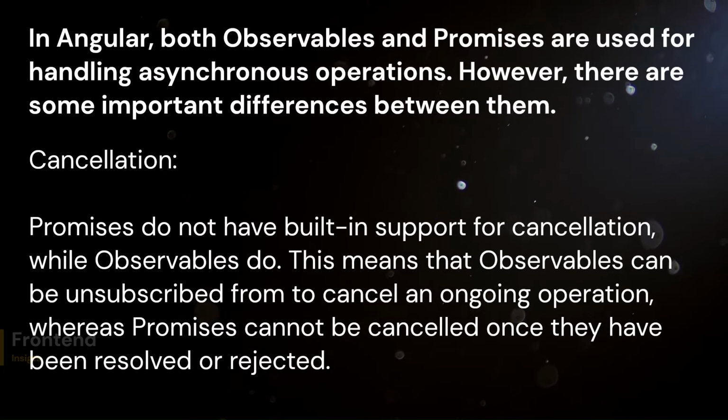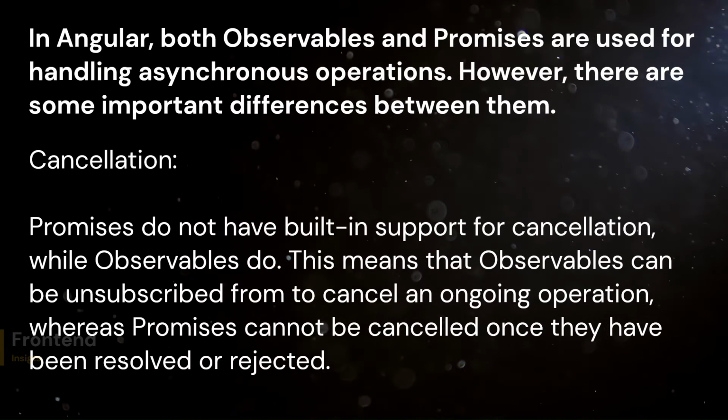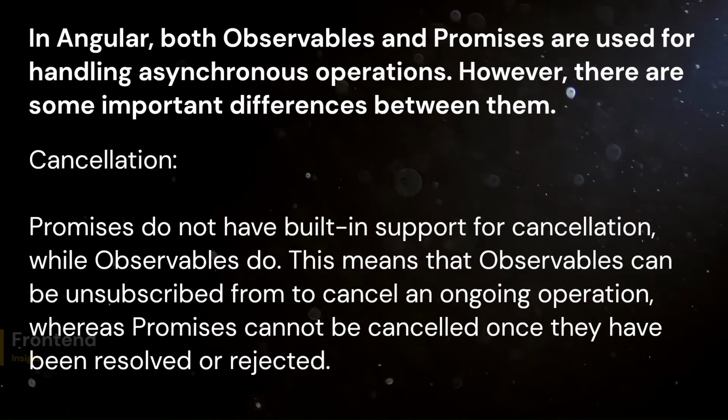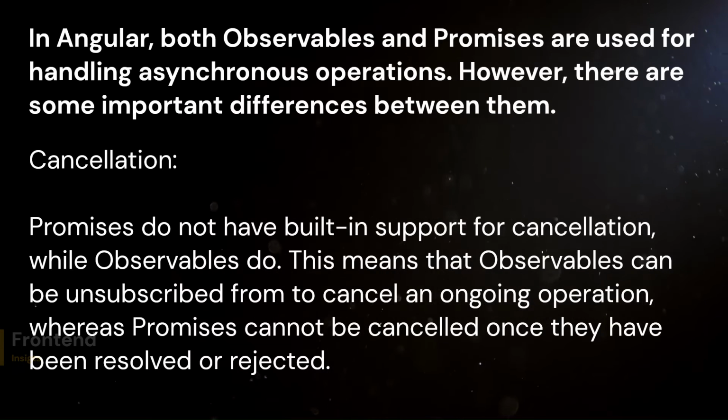Cancellation. Promises do not have built-in support for cancellation, while observables do. This means that observables can be unsubscribed from to cancel an ongoing operation, whereas promises cannot be cancelled once they have been resolved or rejected.